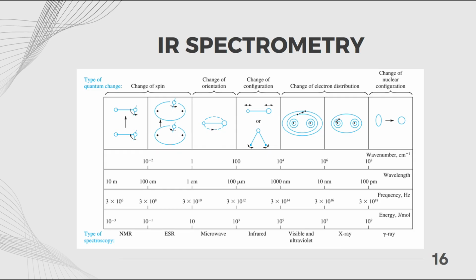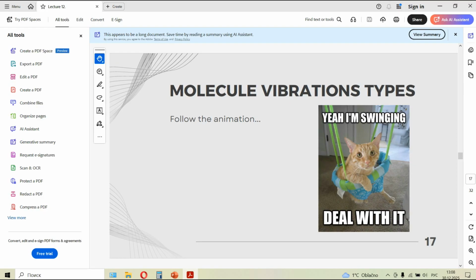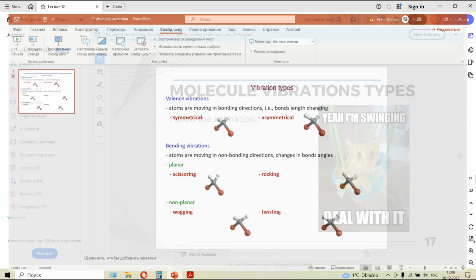Yeah, so it is interaction with nucleus, changing in electron distribution, electron states, these levels that we have seen before. And now we will be talking about infrared spectrometry. So we will follow different configurations, different angles and length of the bond. Now we need to exit the presentation because there is no animation in PDF.